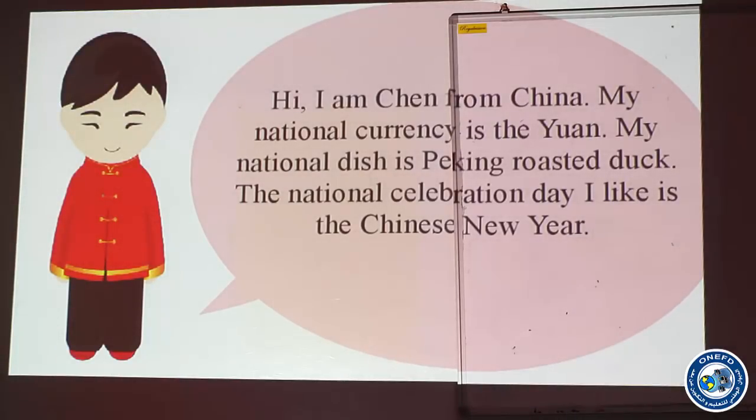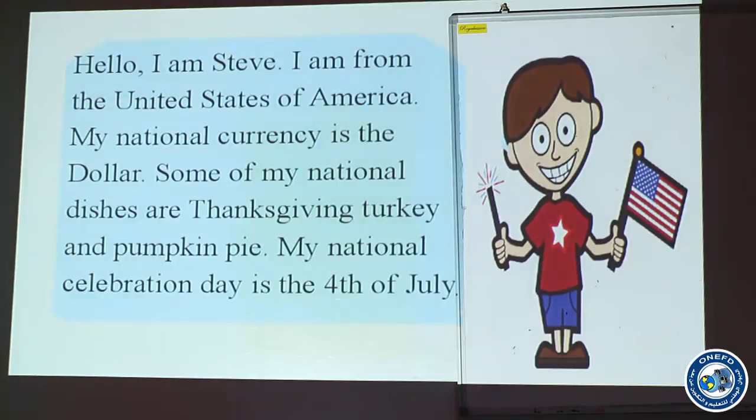So try to read the first text about Chen. The second text is about Steve from the USA.